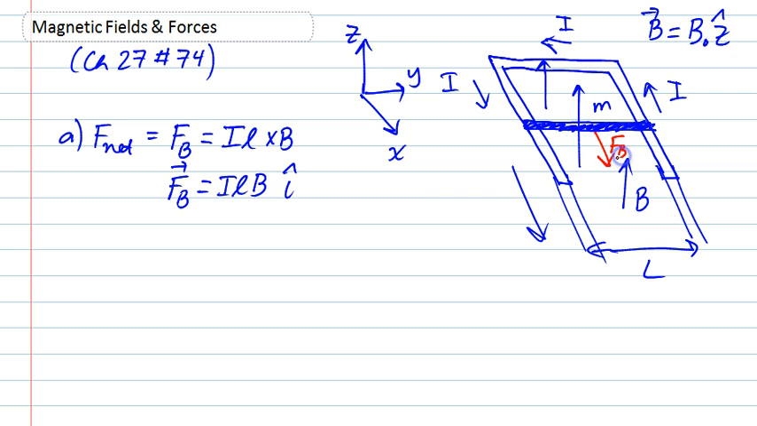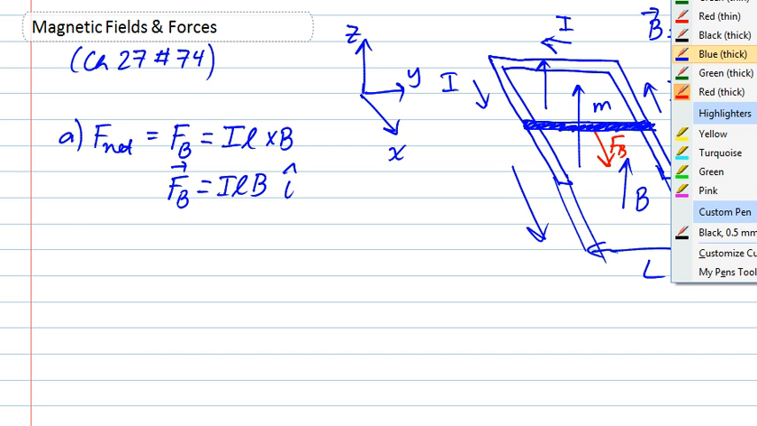So the force is going to cause the rod to move this way. Now you might be wondering about gravity. We're going to assume there's a gravity force in the negative z direction and an accompanying normal force in the positive z direction, and those are going to cancel out. So the net force will just be the magnetic force in the x direction.